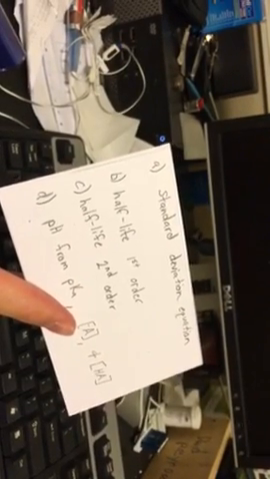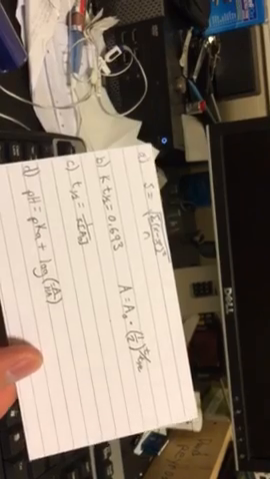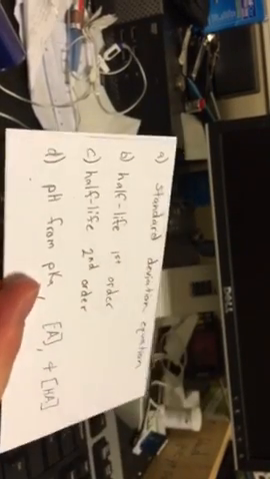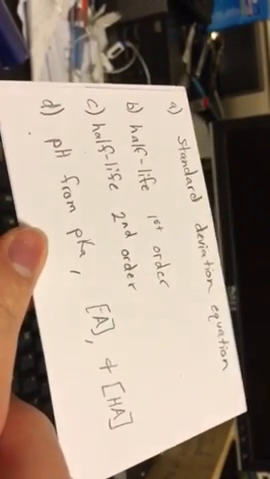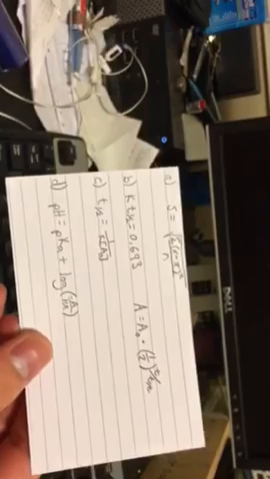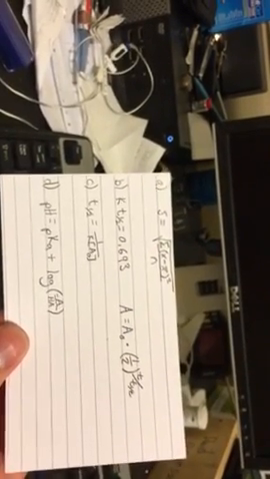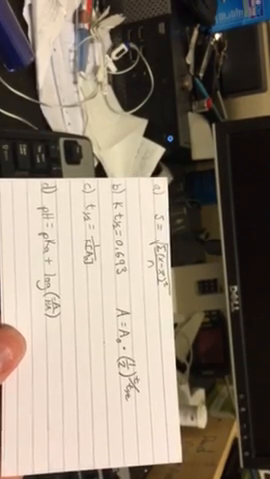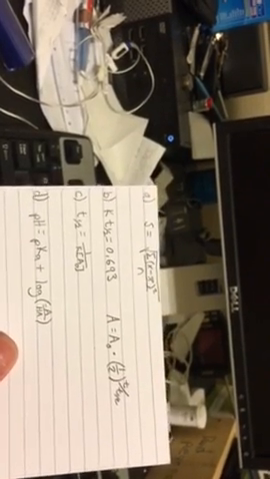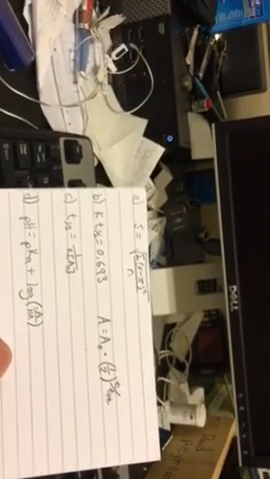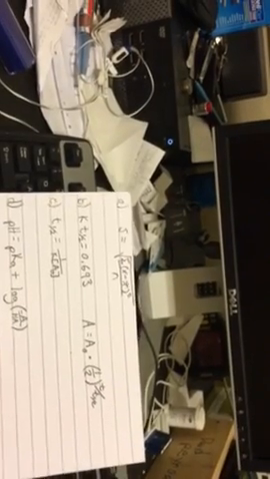pH from pKa equation with the concentrations of your conjugate bases and acids. So the pH is equal to the pKa plus the log of A minus over HA. So that would be the conjugate base divided by the acid. You take the log of that and add it to your pKa and you get the pH. All right.